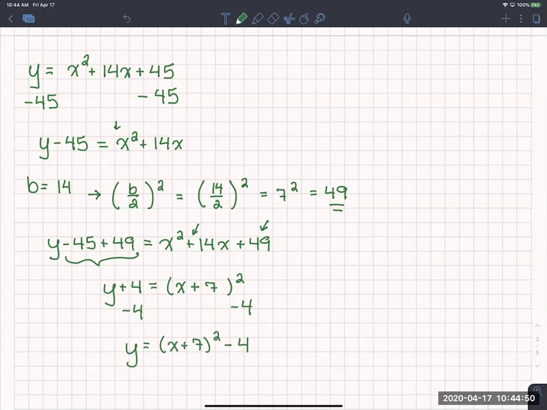So this is pretty straightforward. When the leading coefficient is 1, you don't have to worry about what you have to add to the left because it's the same number. And when you complete the square, this is probably the easiest completing the square problem type you'll get.